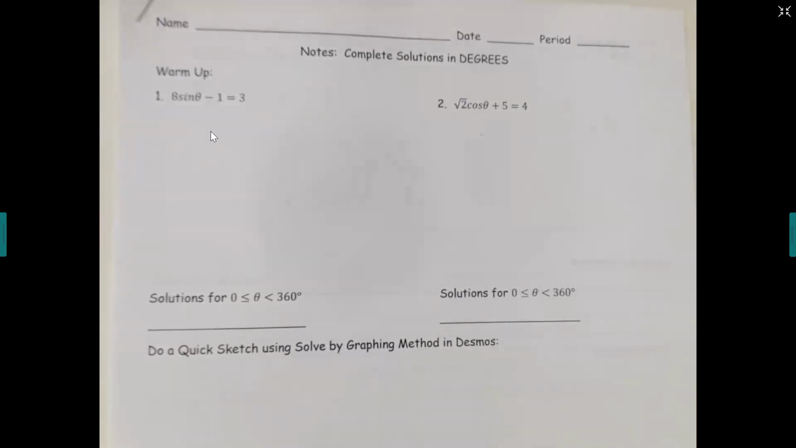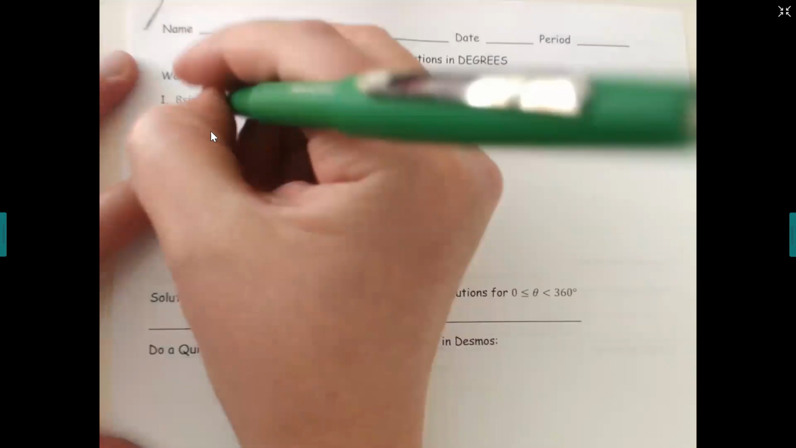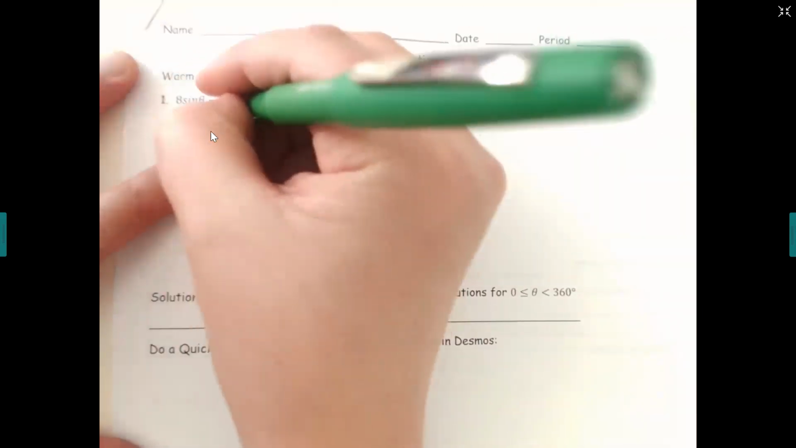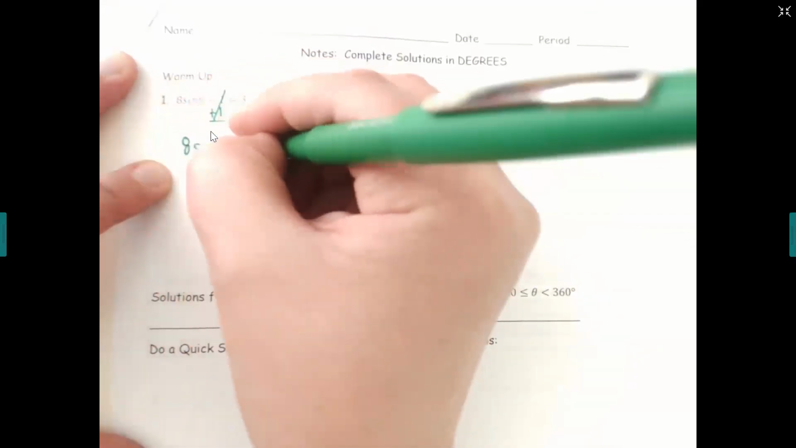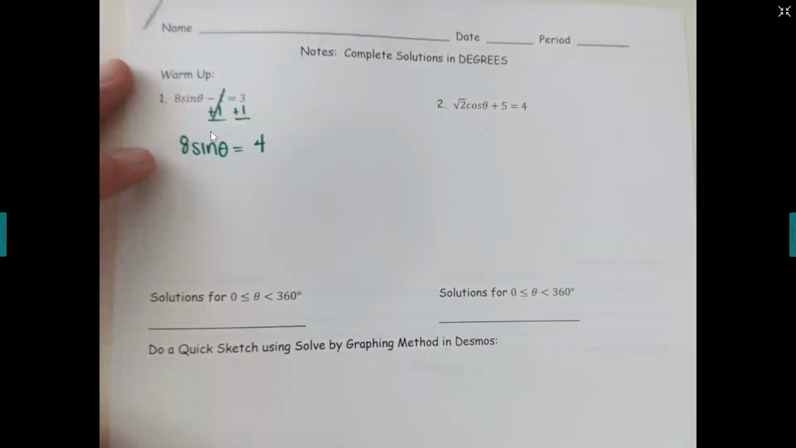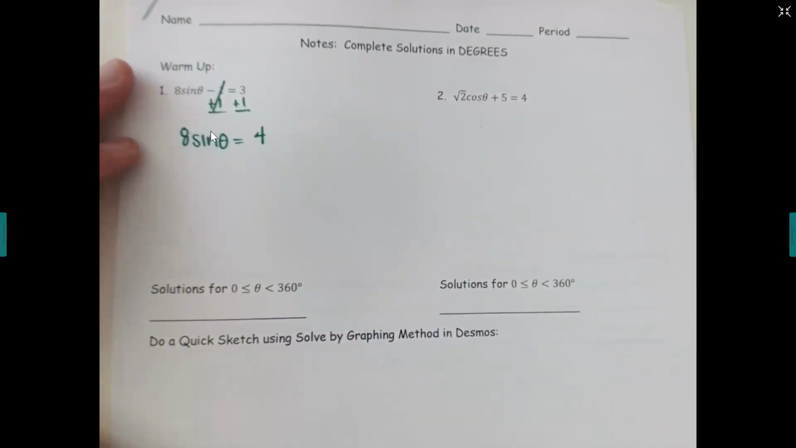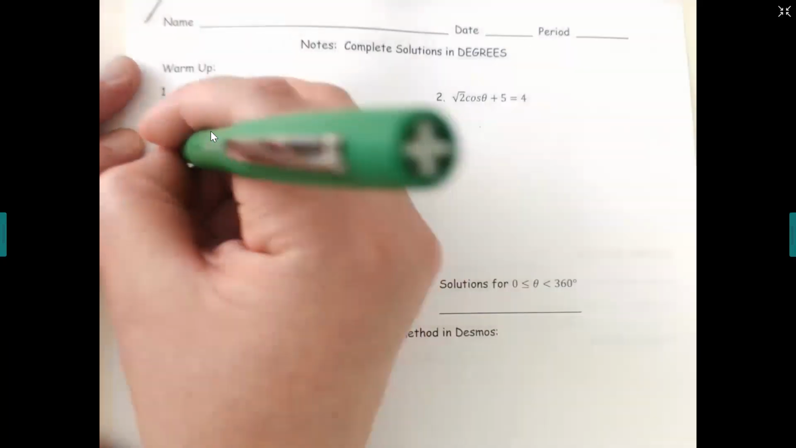So we're gonna plus one to both sides, which means our 3 is now what? It is now a 4. So 8 sine theta equals 4. Okay, then next step, divide by 8. Divide the 8 out of the front, very good.